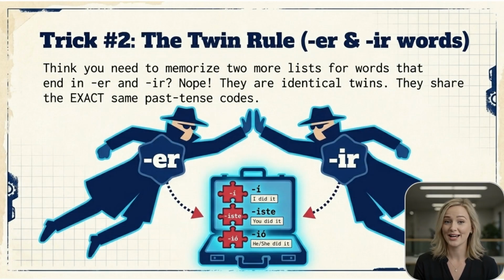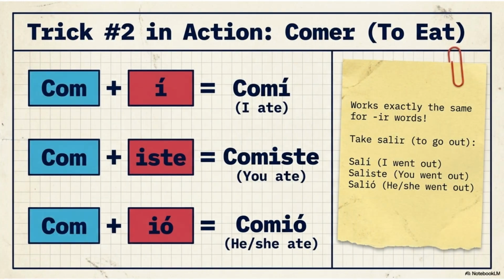Verbs ending in ER and IR are identical twins. They share the exact same past tense codes. See the rule in action with the verb comer. The pattern remains consistent across both ER and IR verbs, making them easy to conjugate in the past.